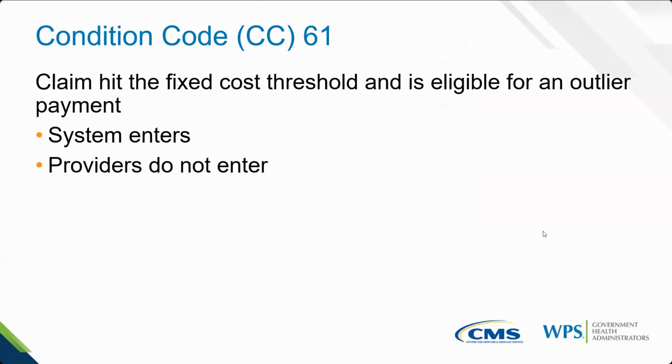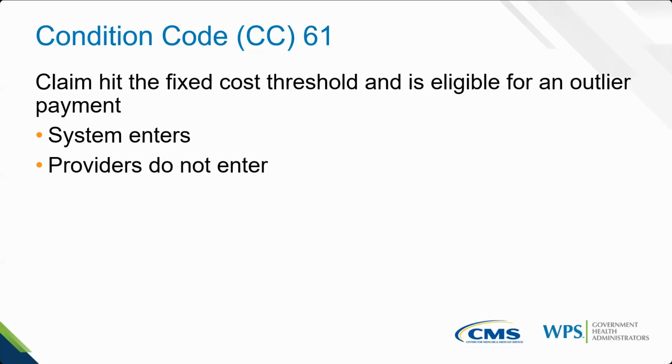First, condition code 61. This is the one we get a lot of questions on. The claim hits the fixed threshold. Remember, the fixed threshold is what the direct data entry system is going to give you, but what our system will calculate. It's that threshold. It's what you're looking at. The system tells us when it hits that threshold and when you're above that. So it enters condition code 61 to say to start considering an outlier payment. Did you guys catch that? The system enters this.